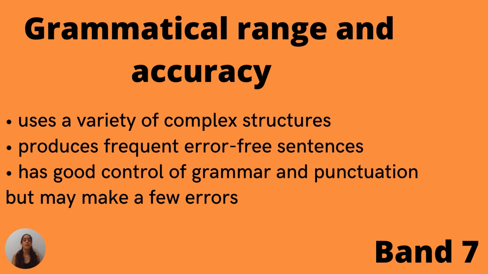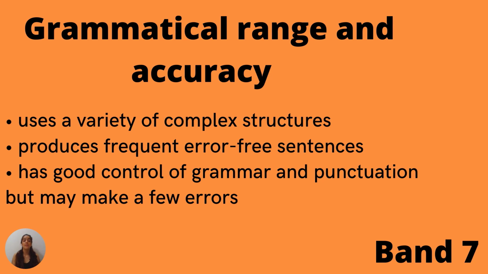This is very important because a band 7 not only tries to use complex structures, but also the majority of sentences are error-free. So if you've got some problems with subject and verb agreement, or if you forget that kind of S for plural noun, it means that you haven't achieved a band 7. Because a person who can get a 7 in this respect usually does not have any major problems. That's why we see produces frequent error-free sentences.